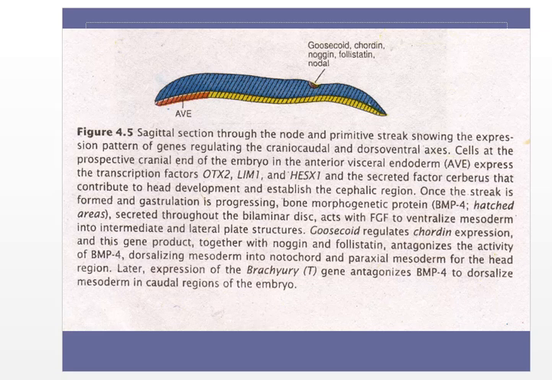Now I want to talk about the body axis formation during embryonic development. We have three axes in our body: the cephalocaudal or anterior-posterior axis, the dorsal and ventral axis, and the right and left axis. The first axis that is formed before gastrulation is the cephalocaudal or anterior and posterior axis.